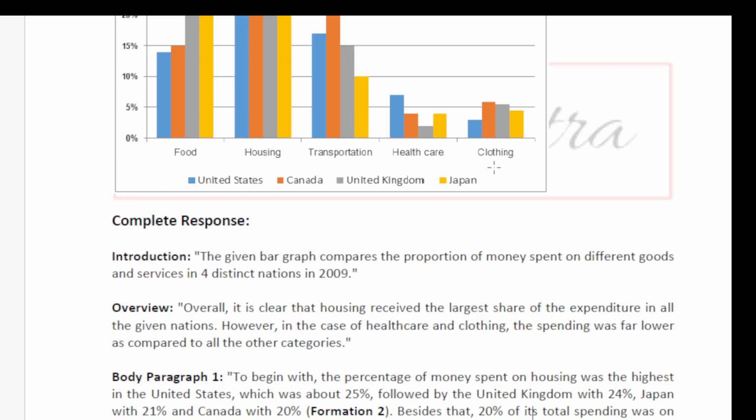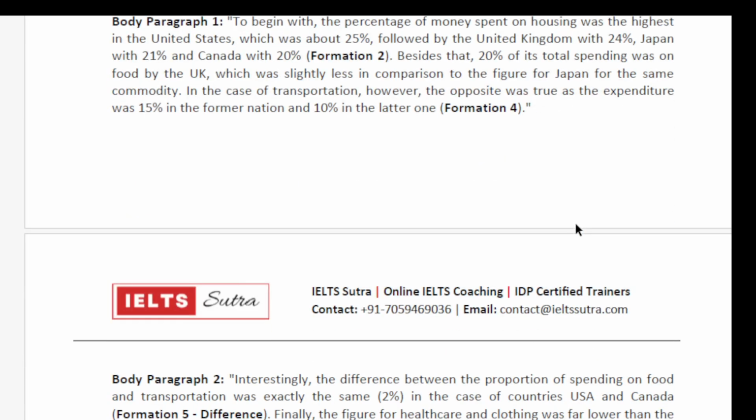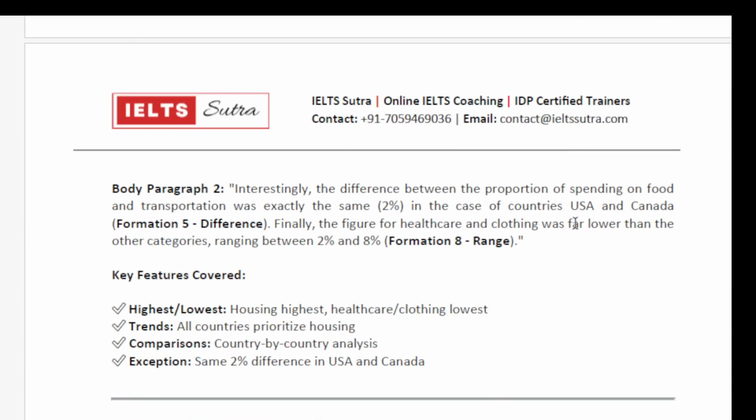That's all. So here we are done with food, housing, and transportation, but only healthcare and clothing are remaining. As you can see, these figures are very insignificant, so we cannot make any significant comparisons. So instead of skipping them, we will use the range formation over here.